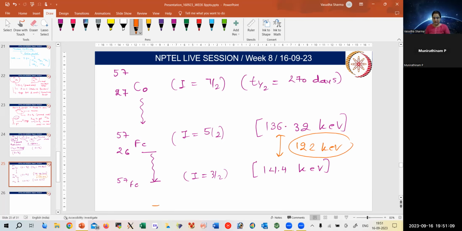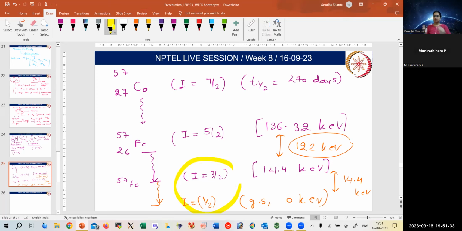Now finally, it can come to I equals 1/2, which is the ground state, so 0 kilo electron volt. Therefore the total energy is 14.4 kilo electron volt. You can compare 14.4 and 122; it's a huge energy difference. So only this particular transition, I equals 3/2 to 1/2, becomes the Mossbauer active region, because that much energy is feasible for the Mossbauer instrument to detect. For the rest of the energy states, the transition happens, but that energy is not detectable.